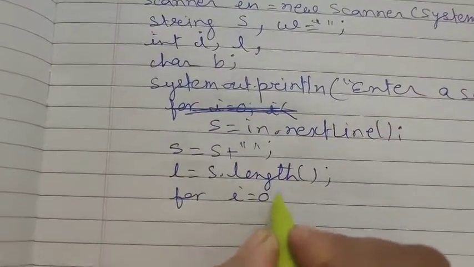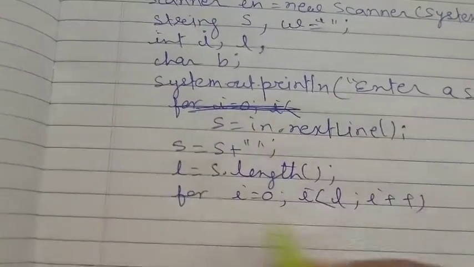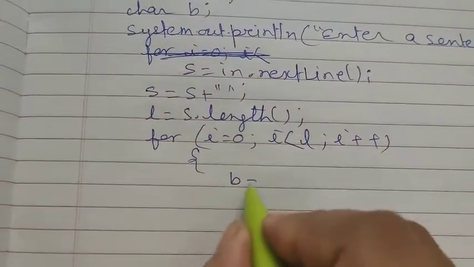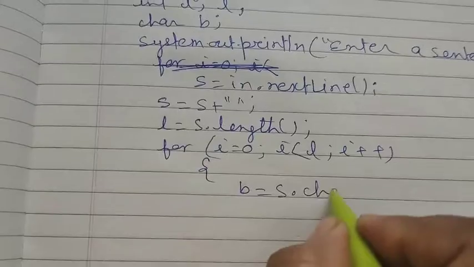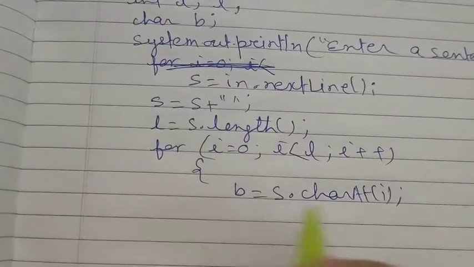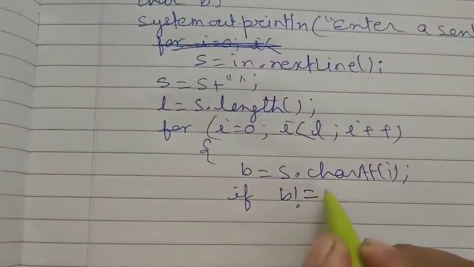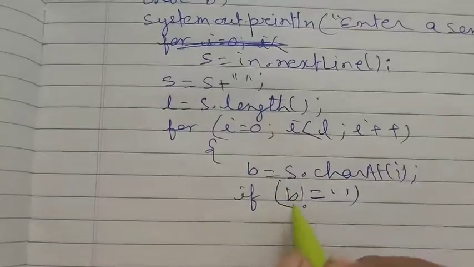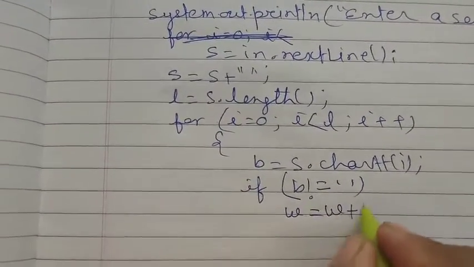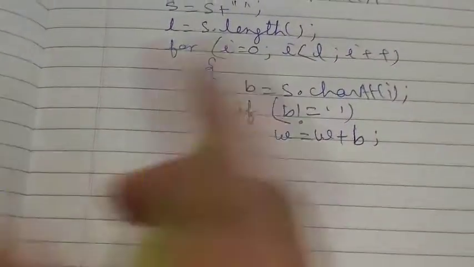Then I am going to start my loop: for i = 0, i < l, i++, and after that I will extract the letters one by one. b = s.charAt(i). Now in b one character has come. After that I will check if b is not equal to space, then I am going to store that in w, which will give me a word.